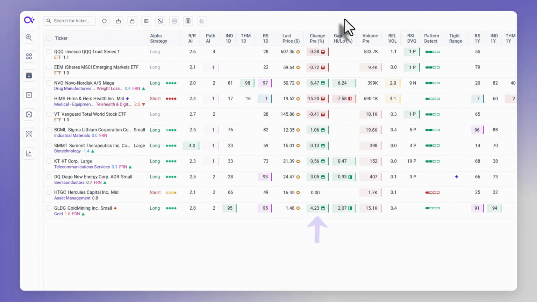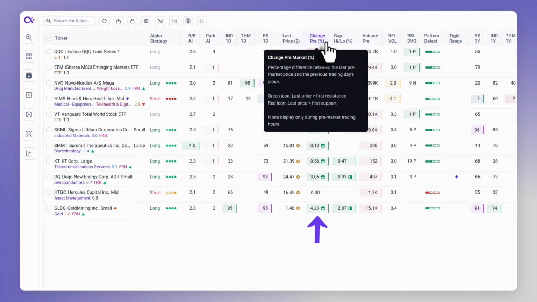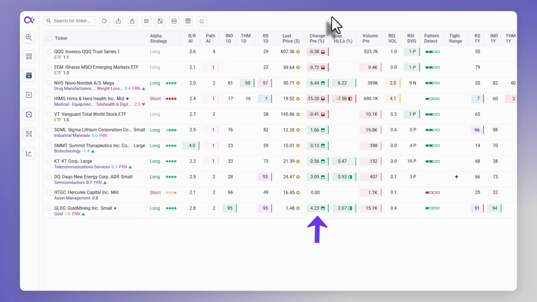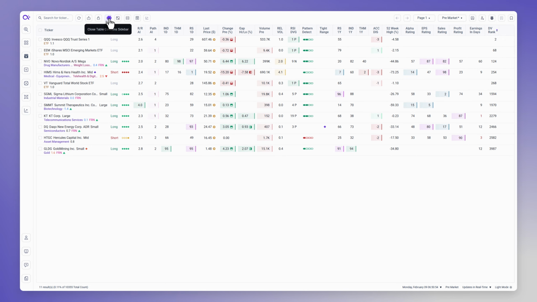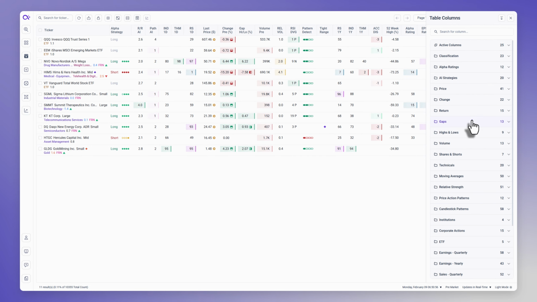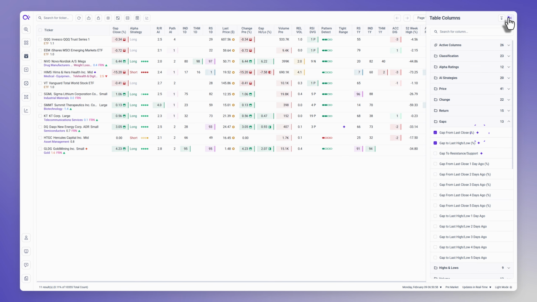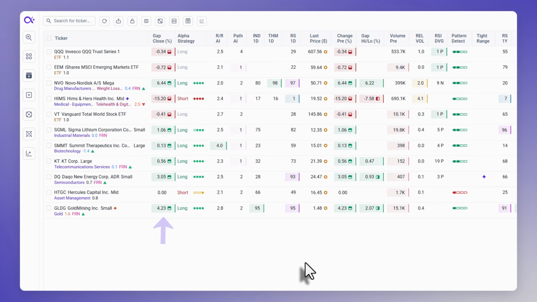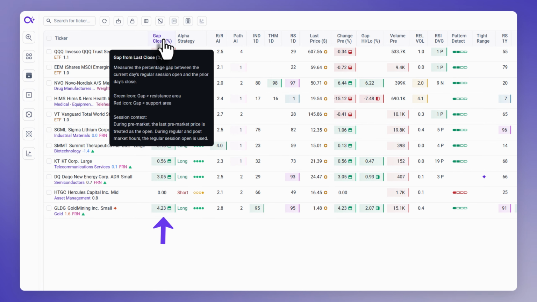In pre-market, focus on change pre-market. It measures the percentage change between the latest pre-market price and the prior regular close. Think of it as a preview of the likely gap because the gap becomes official the moment the regular session opens. Once the market opens, switch to gap from last close. That compares the actual opening price to the previous day's close. So it's the true gap for the day.